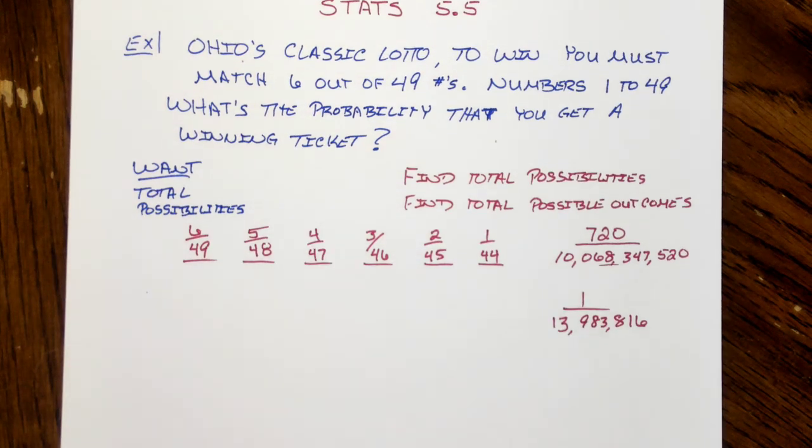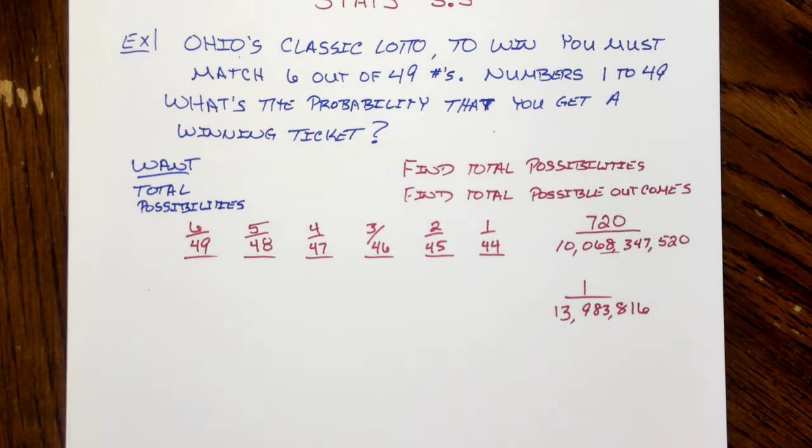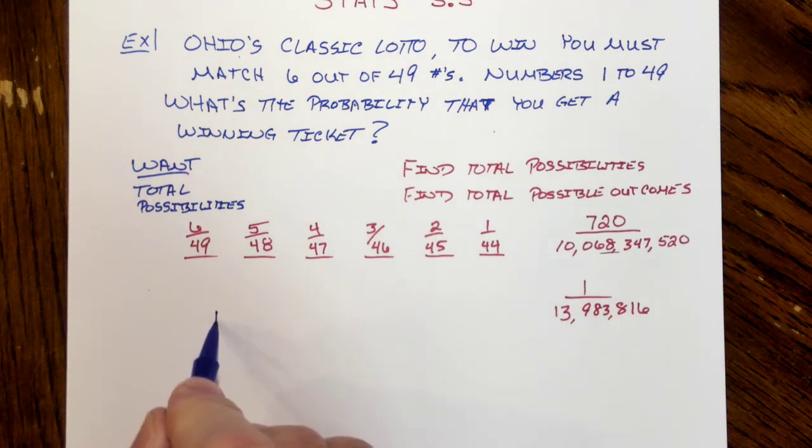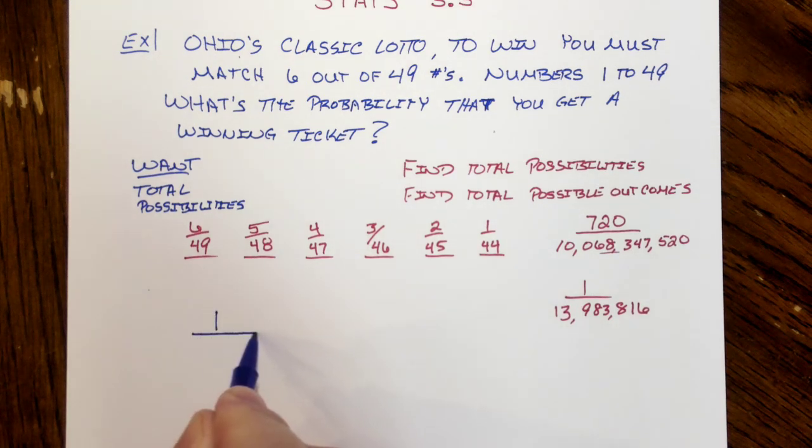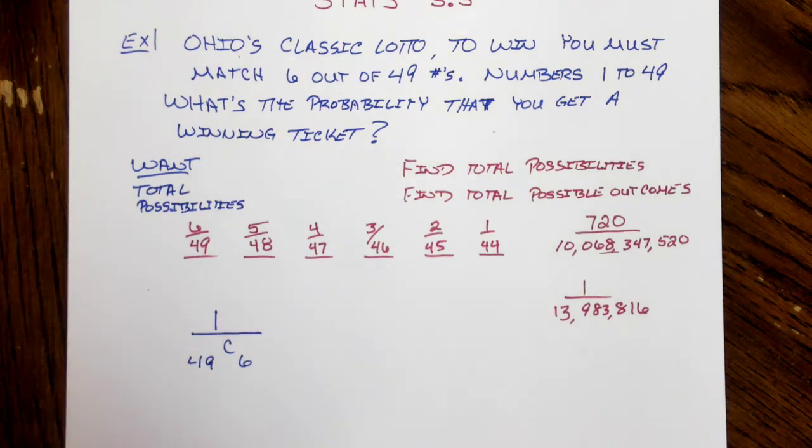Now, you can do it that way. Or let's look at what we're dealing with. Do we care about the order? No, it doesn't matter how they come out of here. So we need 1 out of 49 possible, and we need 6 of them.